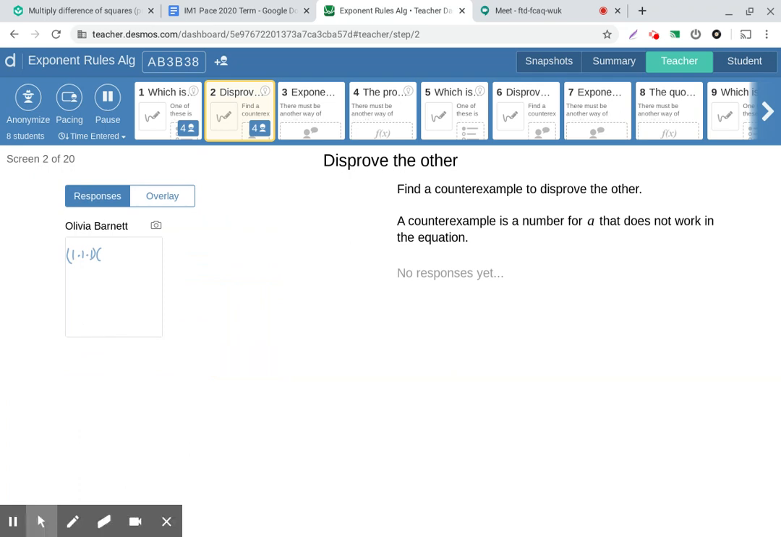So the counter example would be, Olivia's typing in 1, right? 1 times 1 times 1 times 1 times 1 equals 1 times 1 times that. So that does work, right? And you'd have to replace the A for 1. So everybody go ahead and write it in your screen. I only see Olivia typing it in there.